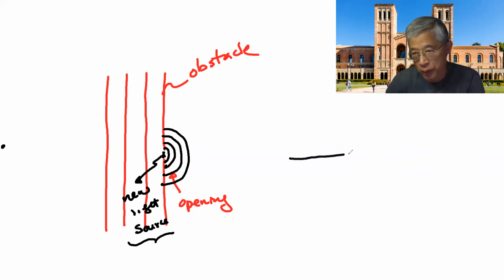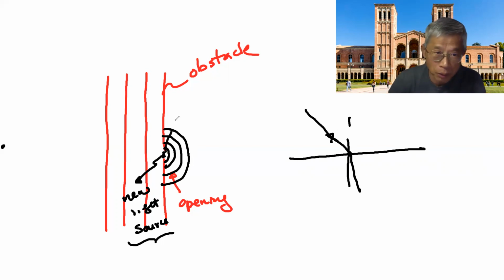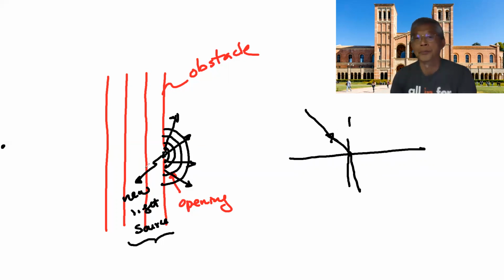Remember refraction is like the ray comes in and then it changes direction, it bends, right? But it's only one direction. But diffraction is not. In diffraction, the ray goes this way, this way, this way, this way. So that's called diffraction.